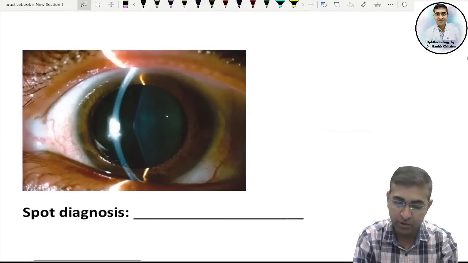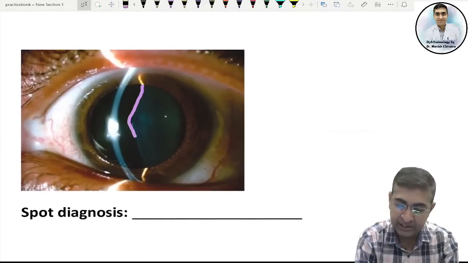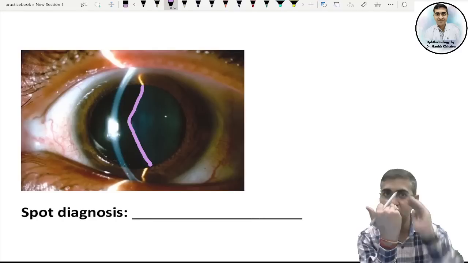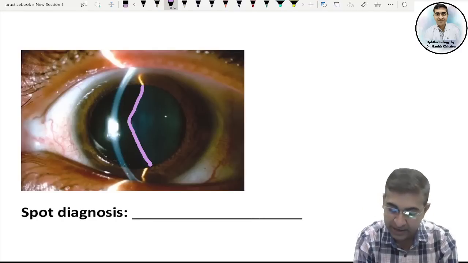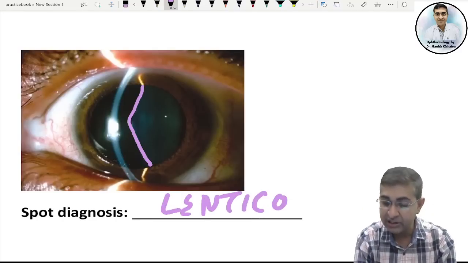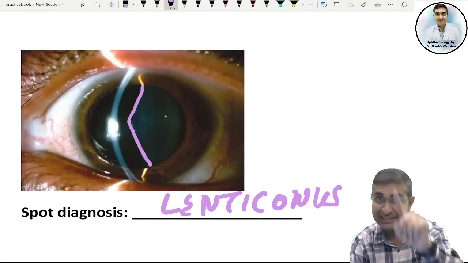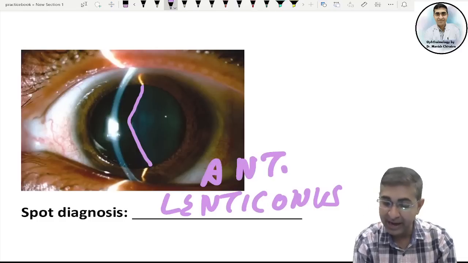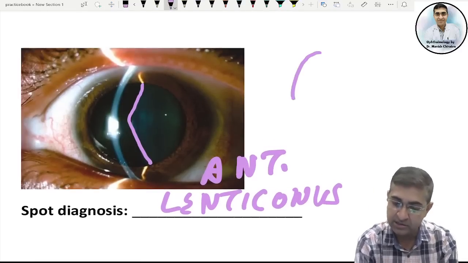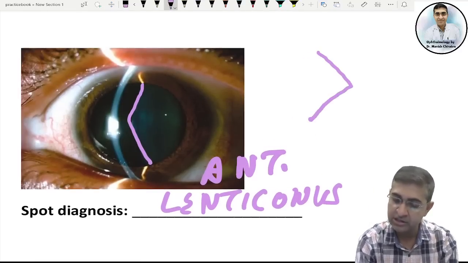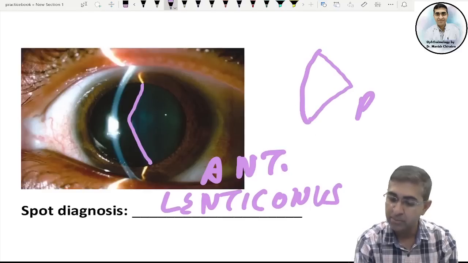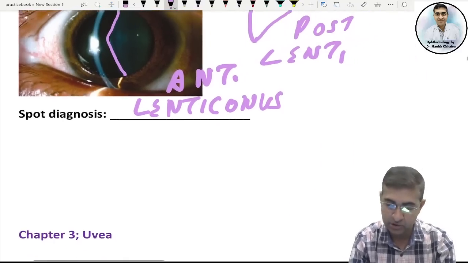What is this spot diagnosis? Can you see the anterior lens, which is kind of forming a cone in the center? So this is known as lenticonus. Which lenticonus? The anterior part of the lens, so this is your anterior lenticonus. If it is like this, then this is your posterior lenticonus. Okay, all right.